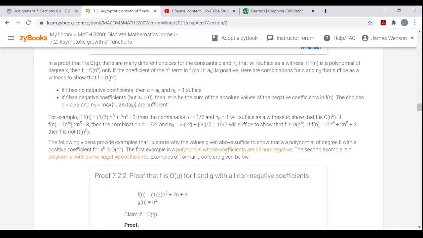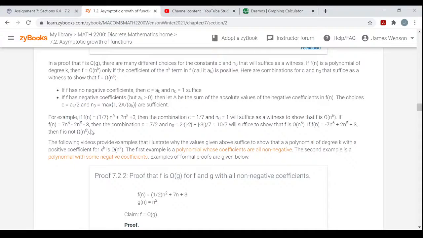And then this one has negative coefficients, but again, a positive lead coefficient, so it's eventually getting big. If f is 7n to the 6th minus 2n to the 5th minus 3, then I could take again half this lead coefficient, 7/2. Now, you could take really any coefficient smaller than 7. 6n to the 6th would eventually be smaller than this.